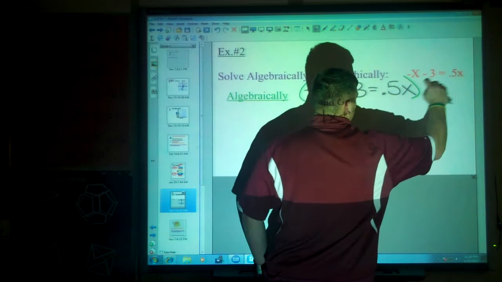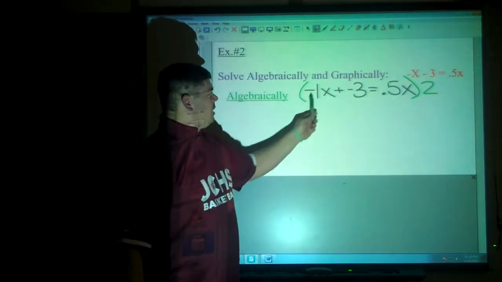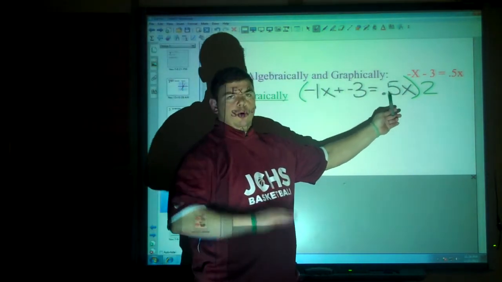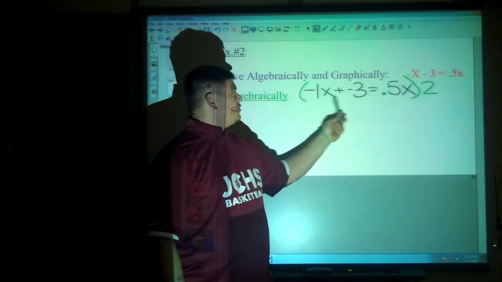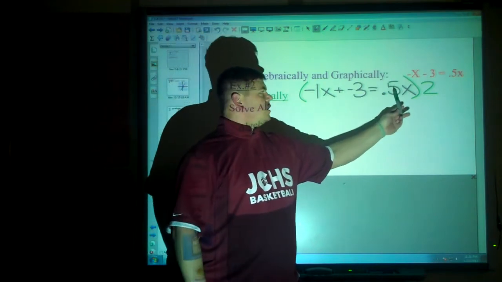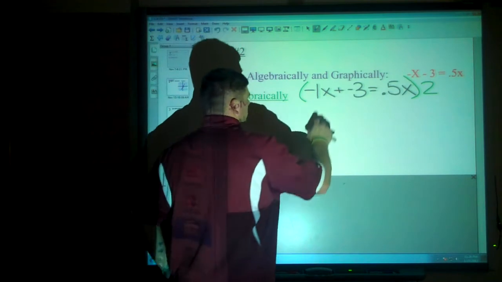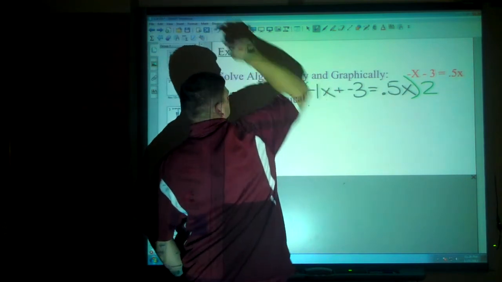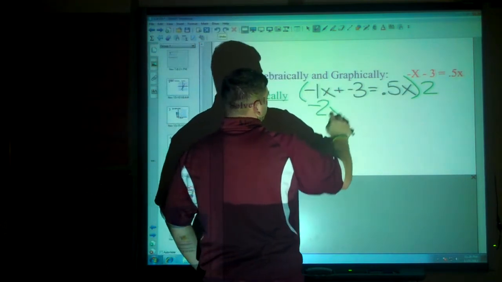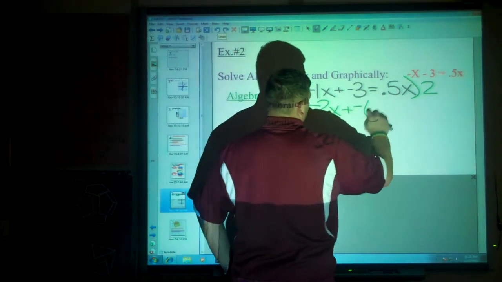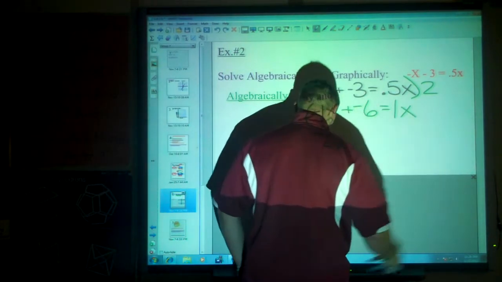And rather than trying to deal with the 0.5, we could double everything here. If you double this, and double this, you won't have any more decimals. So this would become negative 2x, that would become negative 6, this would become positive 1x. So negative 2x plus negative 6 equals 1x.